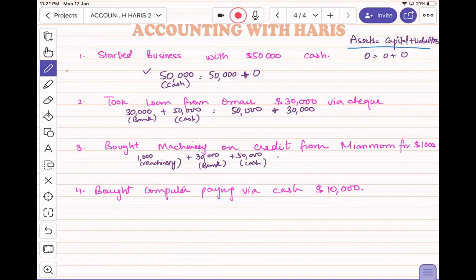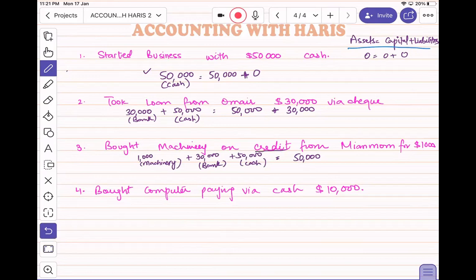And now after the third transaction, see, is it related to the owner or anyone? It's not related to the owner, so our capital would still stay 50,000. But we have bought this machinery. Now again you should ask yourself, how are we getting this machinery? We're getting this machinery on credit.